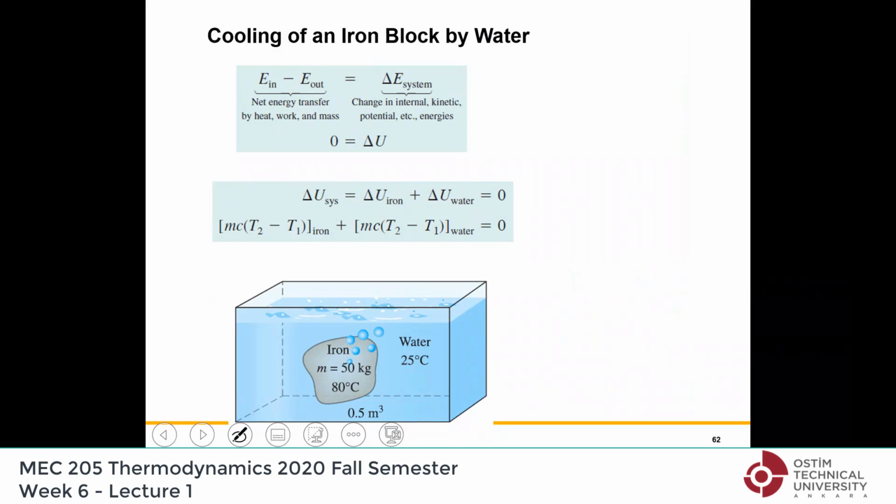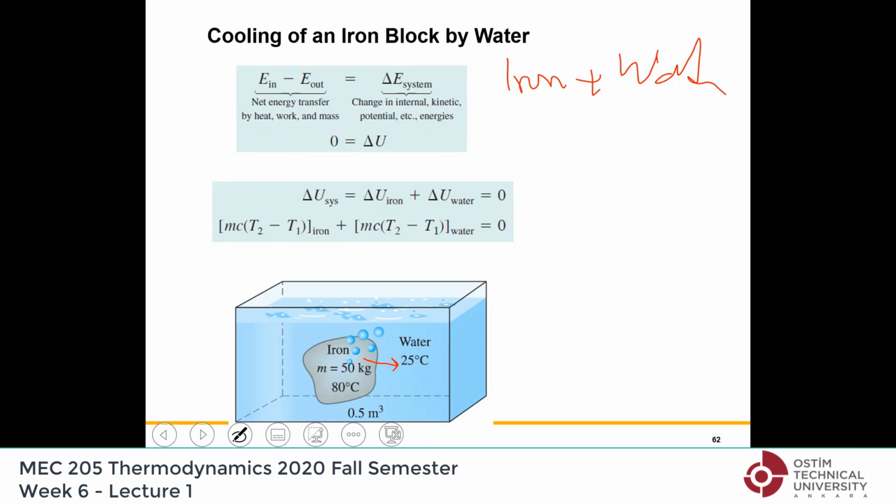And then energy balance. Obviously, what will happen here physically? Some energy, heat, will be transferred from iron to water. Okay, the temperature of iron will drop, and the temperature of water will increase because it is receiving this thermal energy here. Okay, for the combined system, the iron plus water, the combined system.